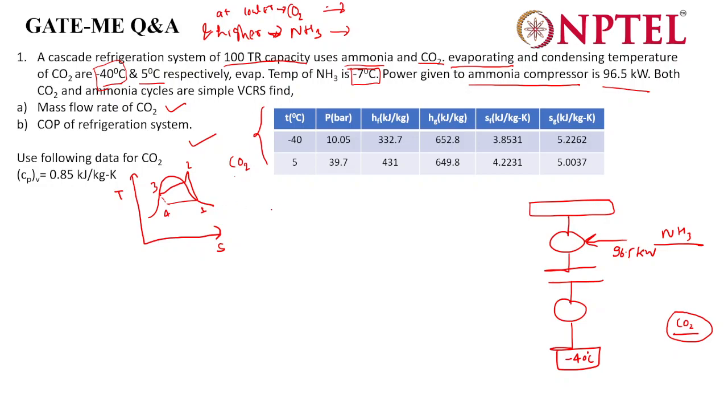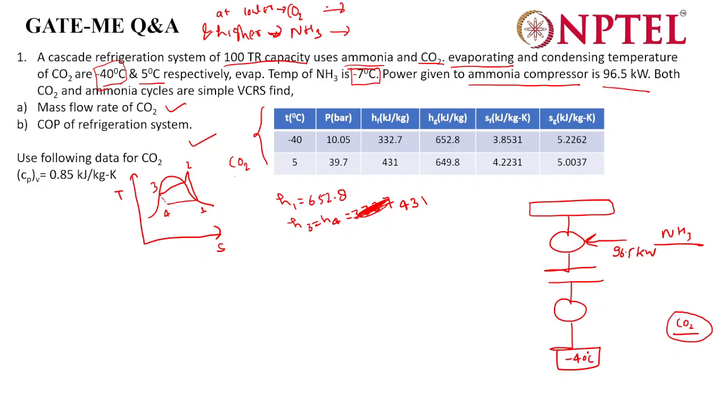So what is the H1? Anyone, what would be the value of H1? 652.8. Okay. H3 we will be knowing. What is H3 and H4? 330. 431. It would be the 431, right?